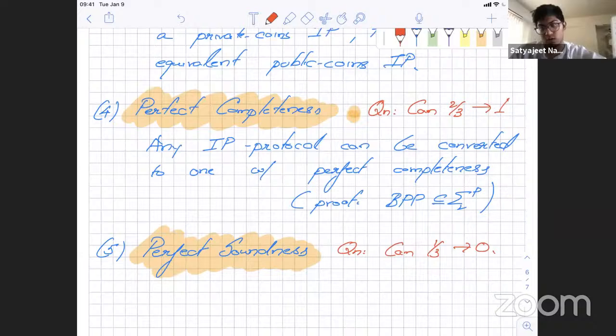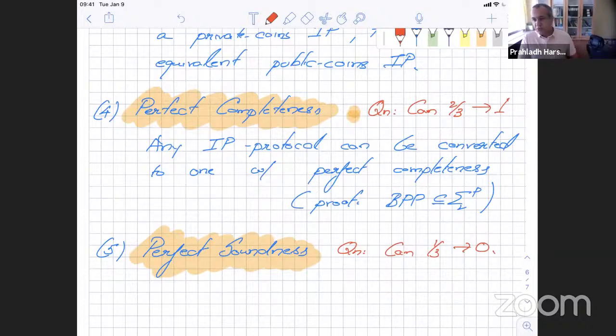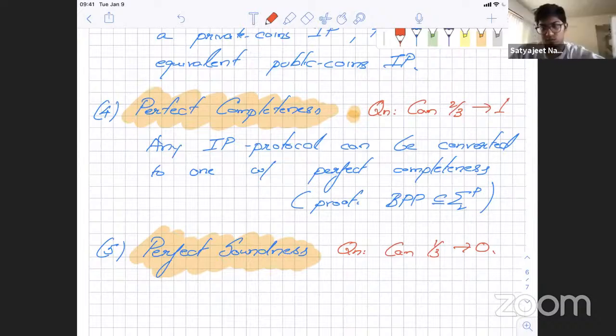You can repeat it how many times? You can make it as close to 0 as possible. That's true. Yeah. Question is, can you make it 0? And the answer to this is possibly no.